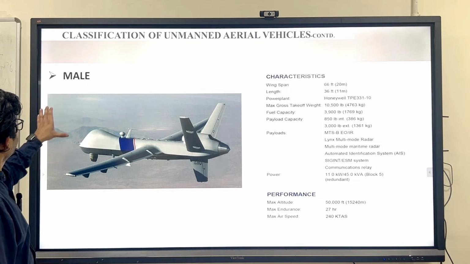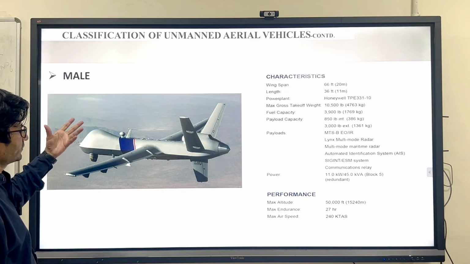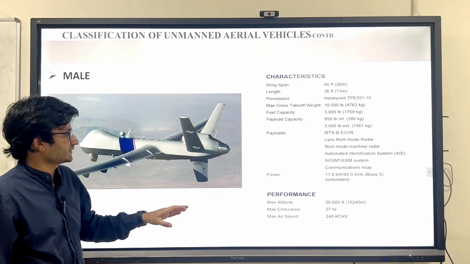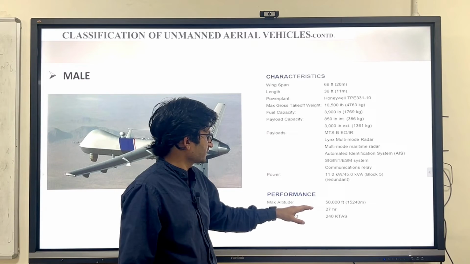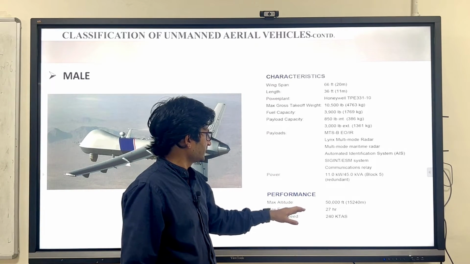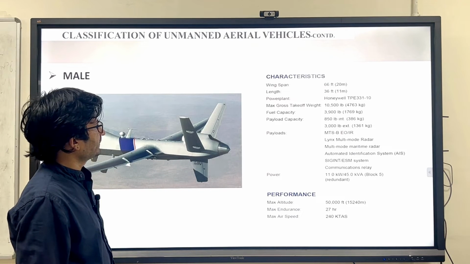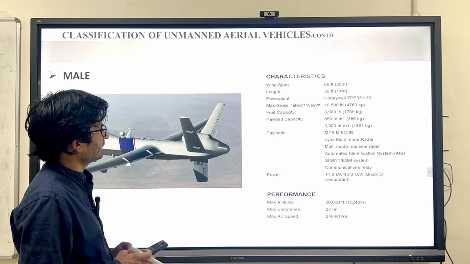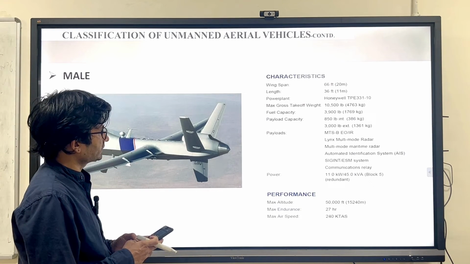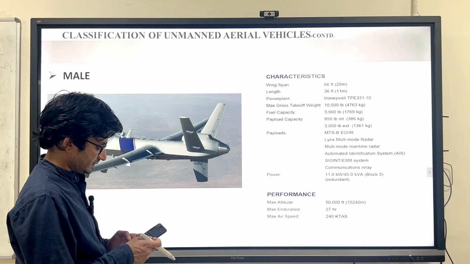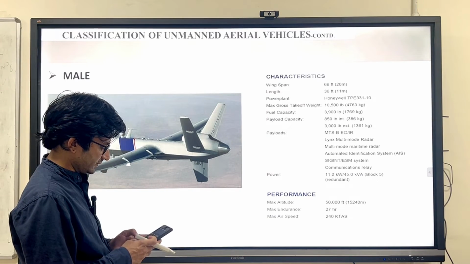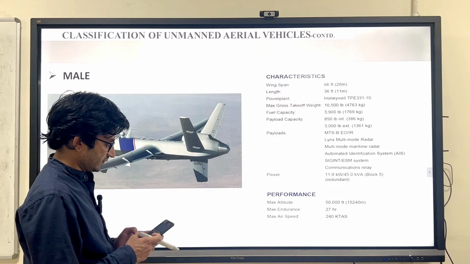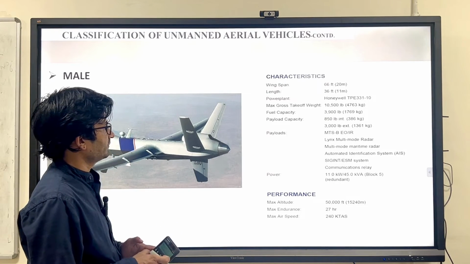And this is a medium altitude long endurance UAV. You can see this long endurance means, of course, you will have an endurance of at least round the clock, right? You can see the endurance is approximately 27 hours, and it can operate up to 50,000 feet, and it can carry a payload of approximately 386 kg, and the maximum gross takeoff weight is 4,763 kg. So what is the payload ratio? You can see 386 over 4,763. So it is around 8 percent payload.